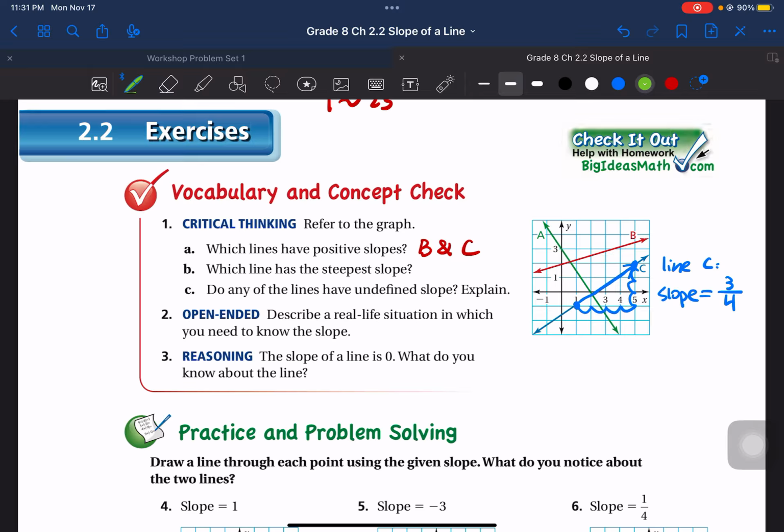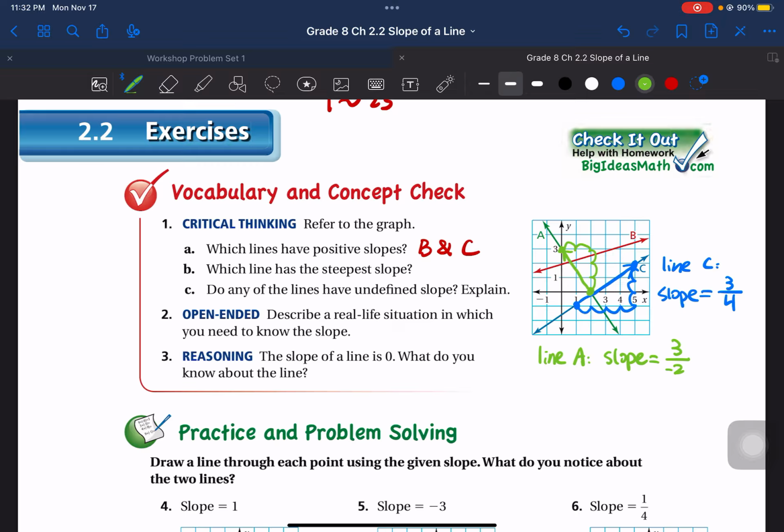Let's see line A. Let's pick those 2 points. For line A, the slope is rise over run, so it has to go up 1, 2, 3 boxes. The run should go to the left 2 boxes, so it's 3 over negative 2. It's going to the left, so it should be a negative 2.